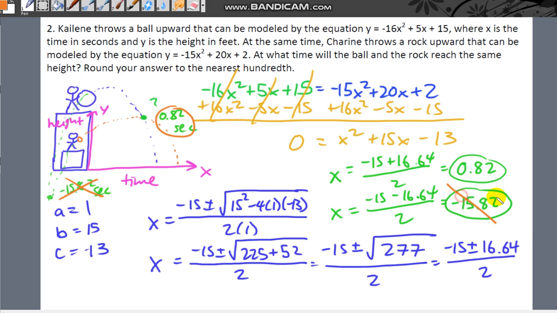So we would omit this, and we take this to be true. Since we're taking this to be true, this one is good. So this means our answer: at what time will the ball and the rock reach the same height? That's going to be at 0.82 seconds. We have rounded our answer to the nearest hundredth, and we have answered the question.